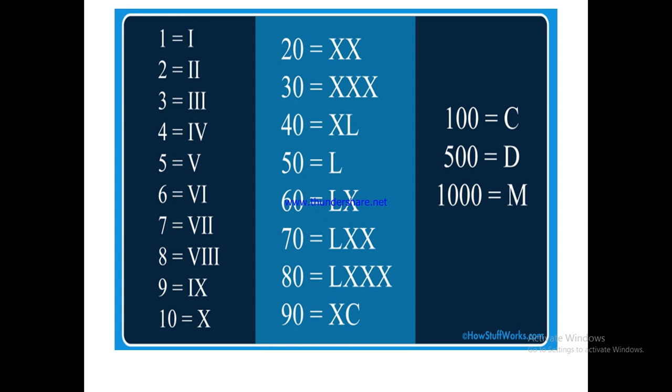Children, you can see some of the basics also I have given you. From 1 to 10, very easy you can write. You have written in class 4th also. All the powers of tens, 20, 30, 40, 50, 60, 70, 80, 90 and 100. 100 you know it is C, 500 D, and for 1000 in Romans we write M. 20, children, it is X 2 times.